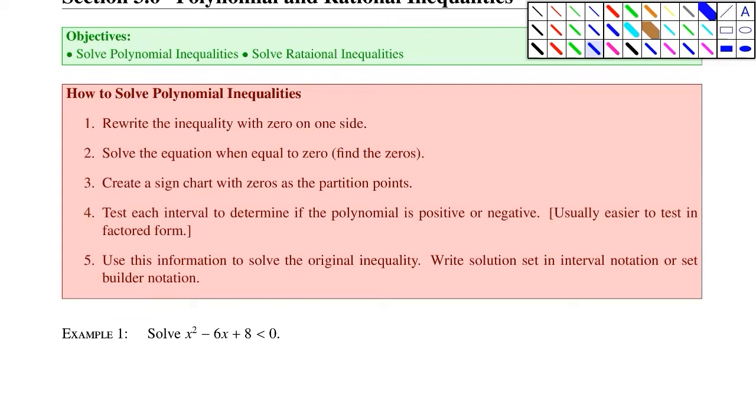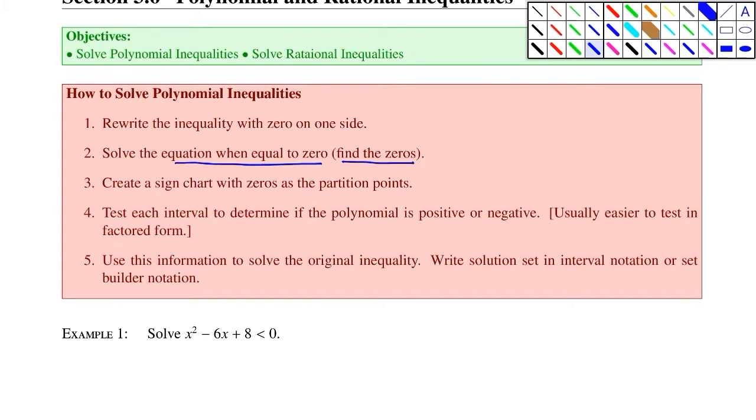Number one, rewrite the inequality with 0 on one side. Number two, solve the equation when it's equal to 0. So you're going to set it equal to 0 instead of having it be greater than 0 or less than 0 or whatever. And you're going to find the zeros that correspond to that new polynomial that you've created.